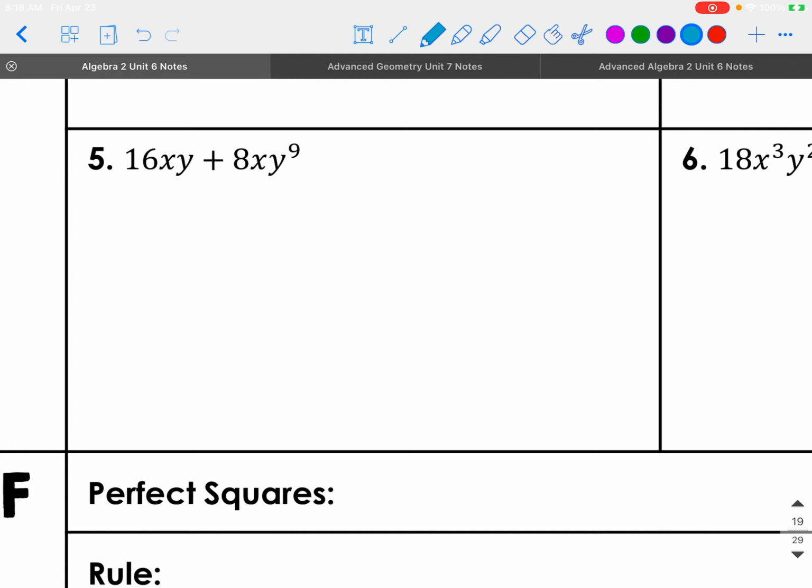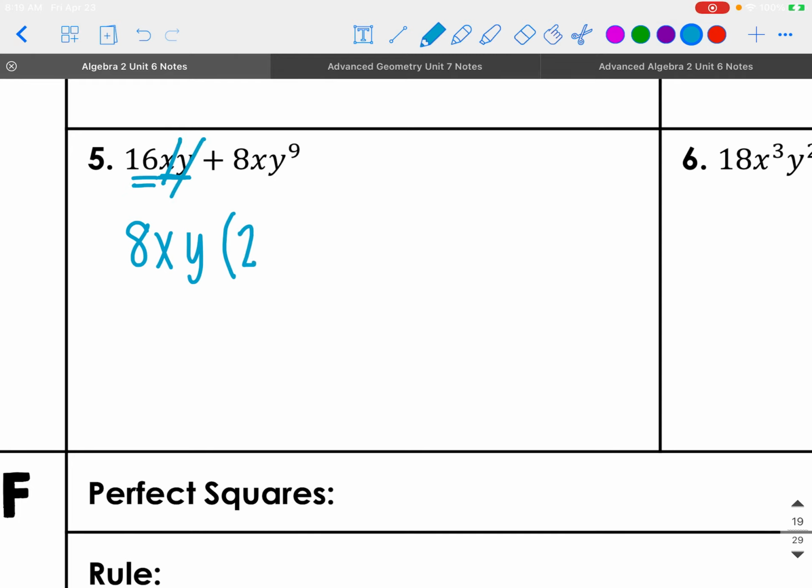Number 5. Look at your 16 and 8. So 8 is the largest number. Oops, I missed my x's and y's. All right, the x's, the most I can take out is 1. And the y's, the most I can take out is 1, because this guy only has 1 of each, so he can't give any more than that.